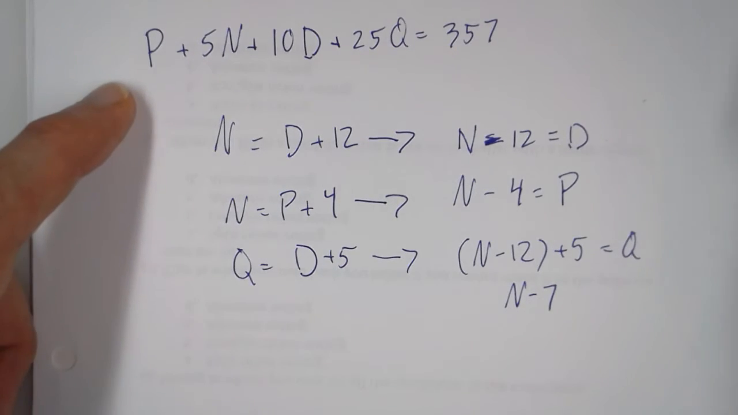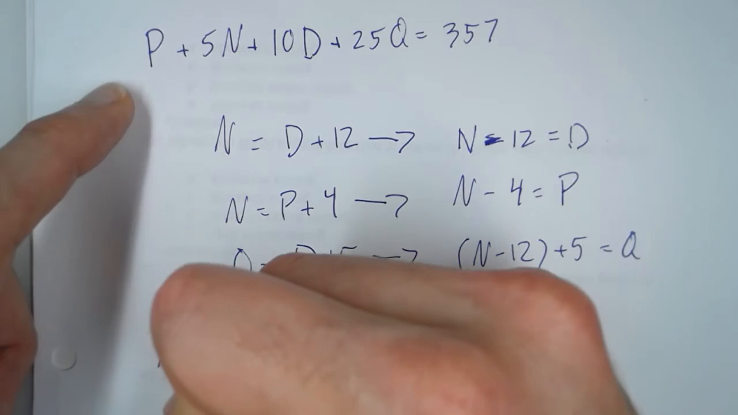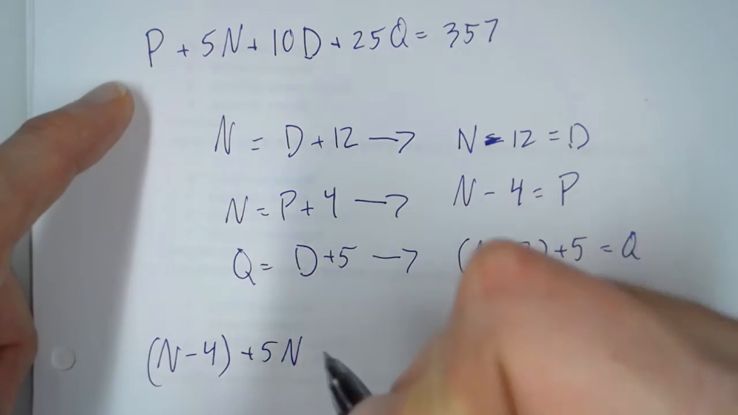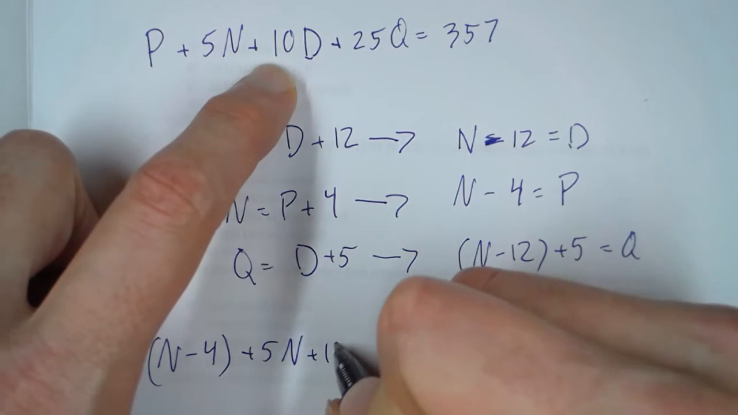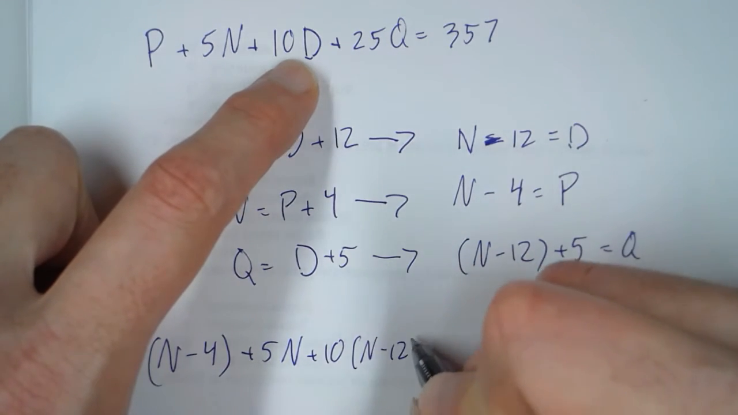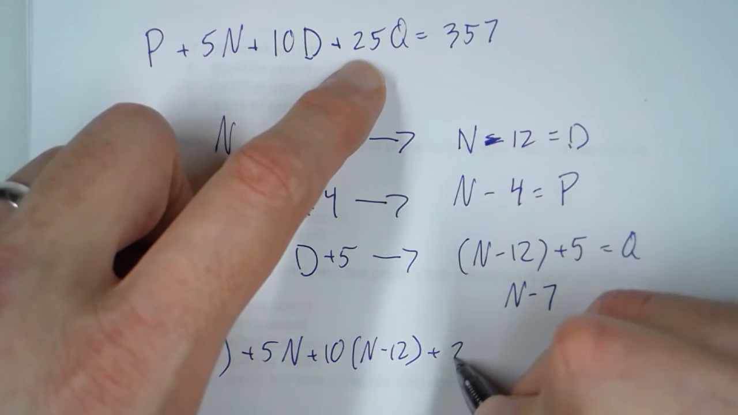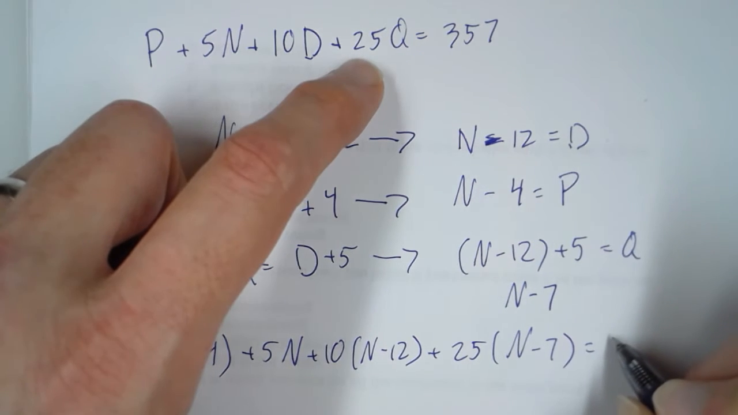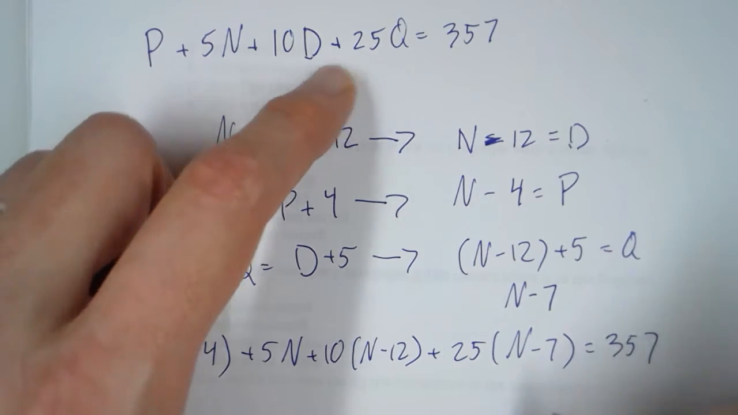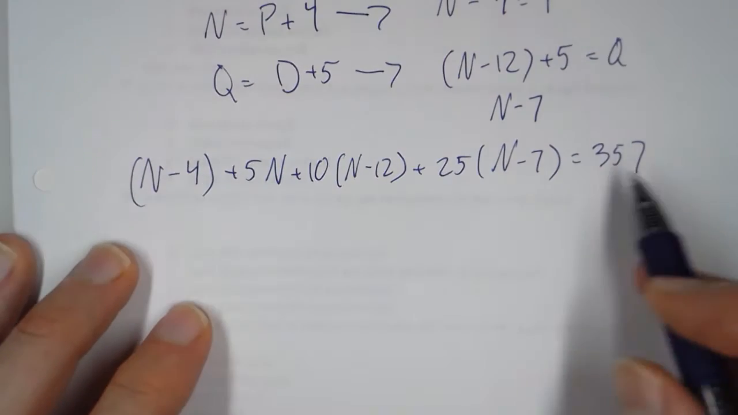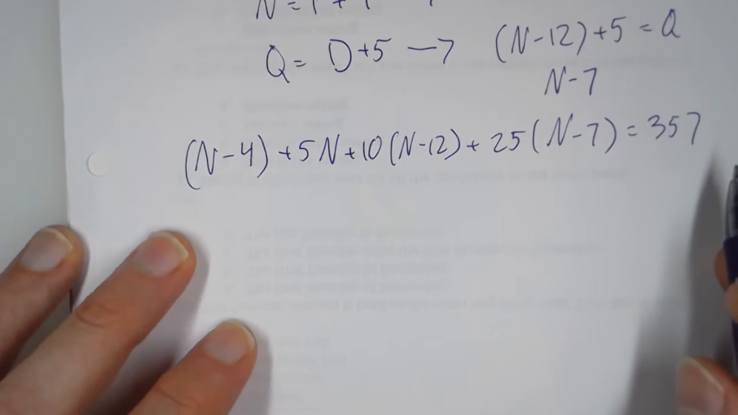So in place of p, I put n minus 4, plus 5n. We leave that. 10. Now in place of d, we're going to put n minus 12. And then in place of q, we're going to put n minus 7. Now this is still equal to 357, but now this equation has one variable. So now we can solve this for n.